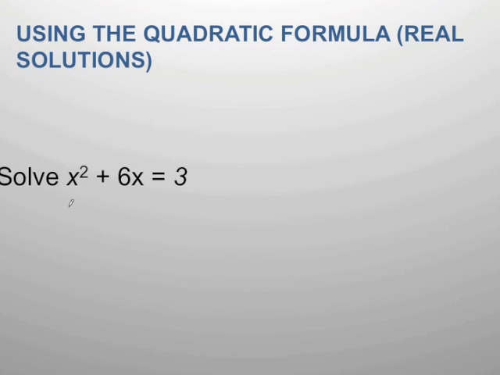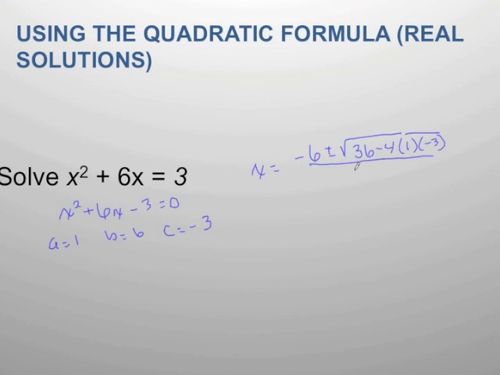To solve this problem, first we have to get it in standard form. So we'll have x squared plus 6x minus 3 equals 0. In this case, a equals 1, b equals 6, and c equals negative 3. So x will equal negative b, so negative 6, plus or minus the square root of b squared, which would be 36, minus 4 times a times c, which is my negative 3, all over 2a, so 2 times 1 will be 2.